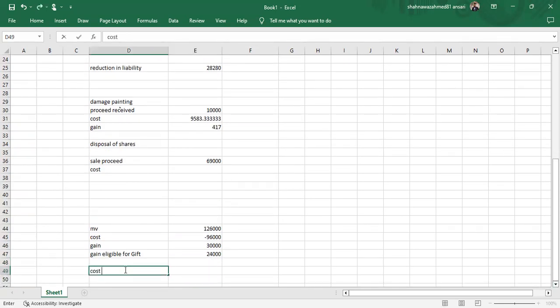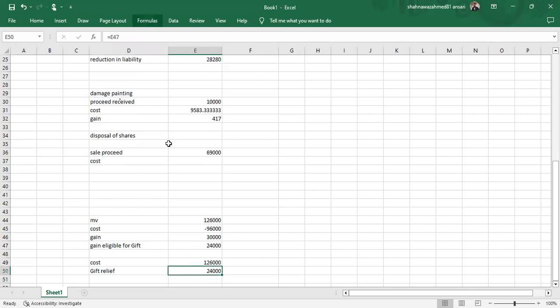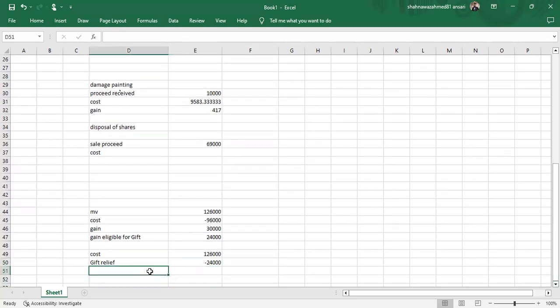Now, what is the cost? The cost we will take as the market value here, and market value is 1,26,000. From the donee's point of view, the market value becomes the cost. We deduct gift relief from it in order to create a base value. So gift relief is this, we have to deduct this. Put minus here. So this is the base cost, and the base cost is 1,02,000.